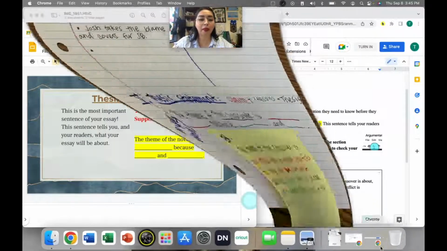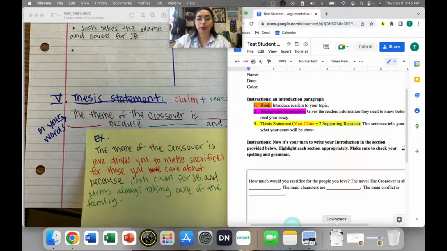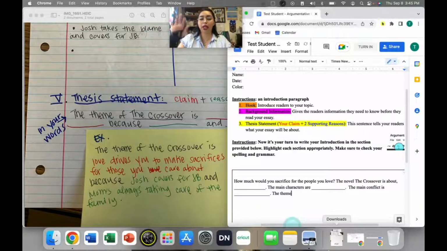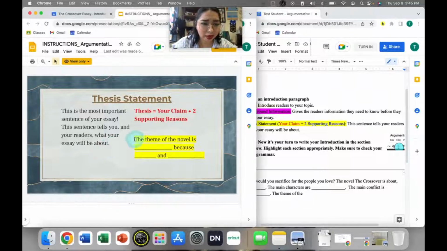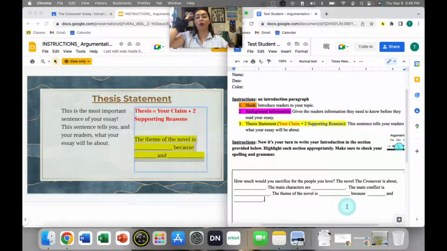So that's exactly what I have on my copy of my thesis statement. So then I am just going to write that down. So the theme of The Crossover. Actually, I'm even lazier than that. I'm just going to highlight this and then fill it in. Cool. So again, the theme sentence, the thesis statement, you should already have done. So I want you to go ahead and pause this video and go do that now.